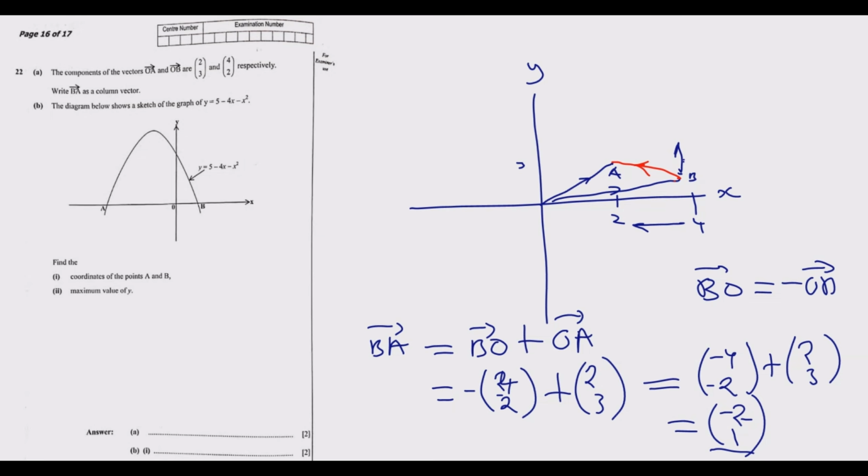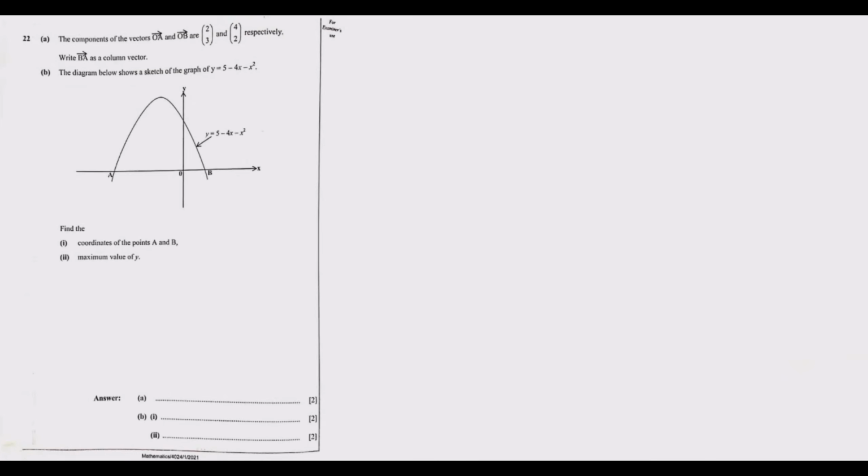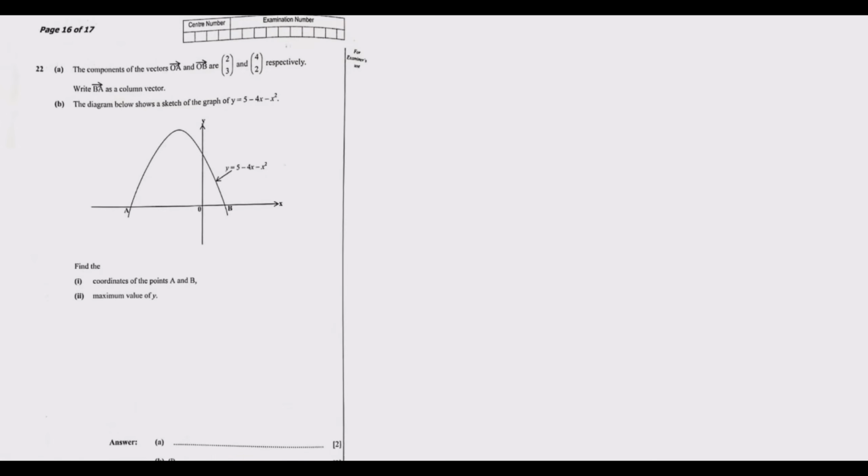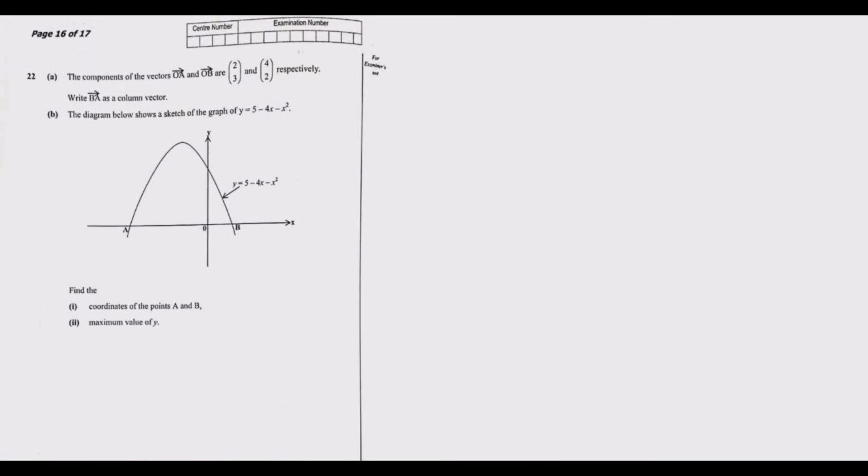Let us move to question B. The diagram below shows a sketch of a graph y is equal to, let me just zoom in so that you should be able to see properly also, y is equal to 5 minus 4x minus x squared. Find the coordinates of points A and B.